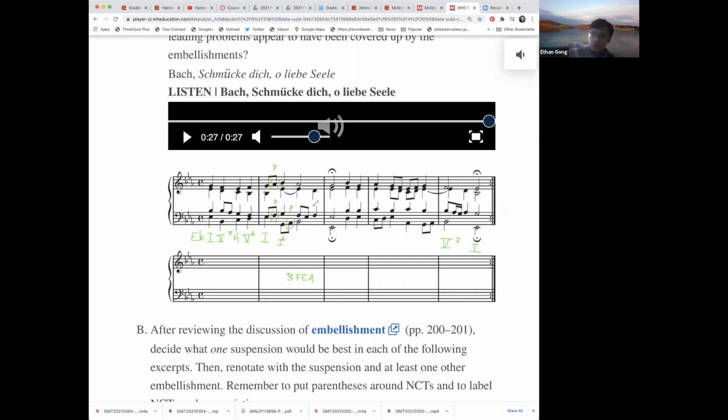What are our numbers? B flat to E flat is? 4-3. So we have a 4-3 suspension happening right there. Does everybody see it? So this is the non-chord tone.